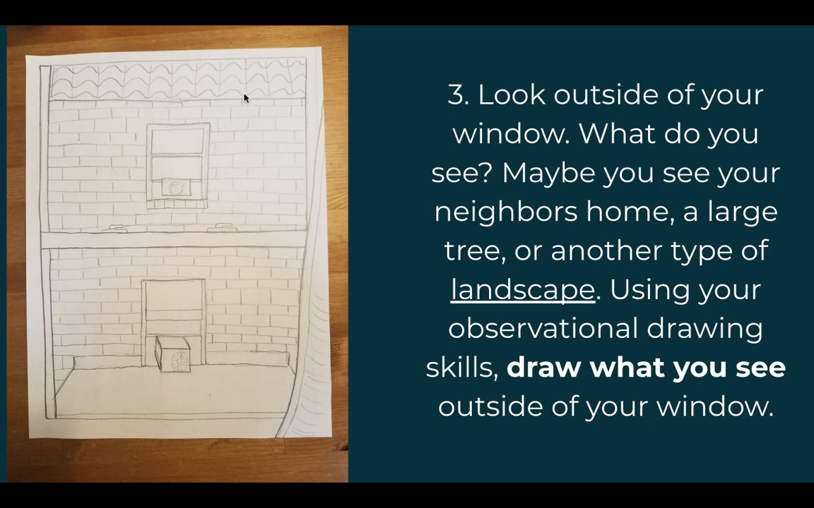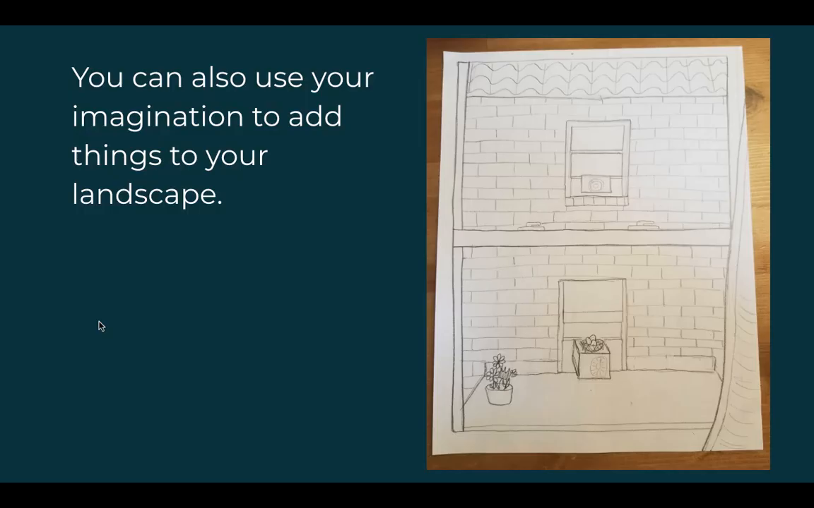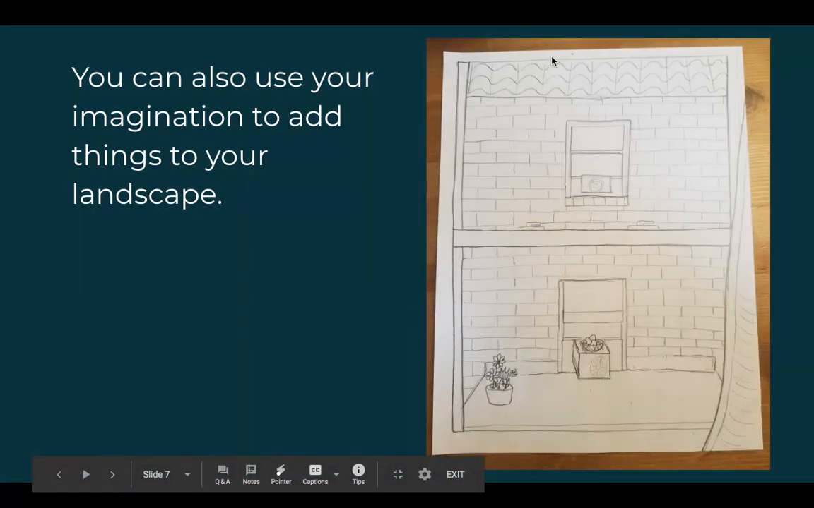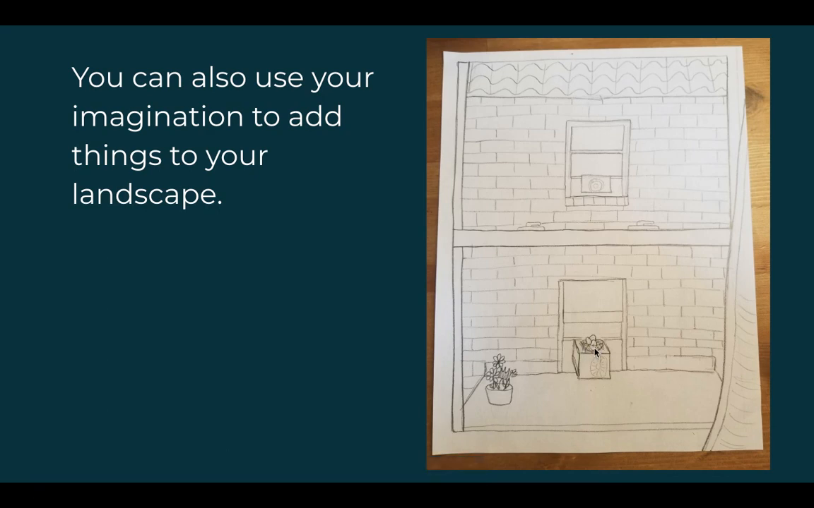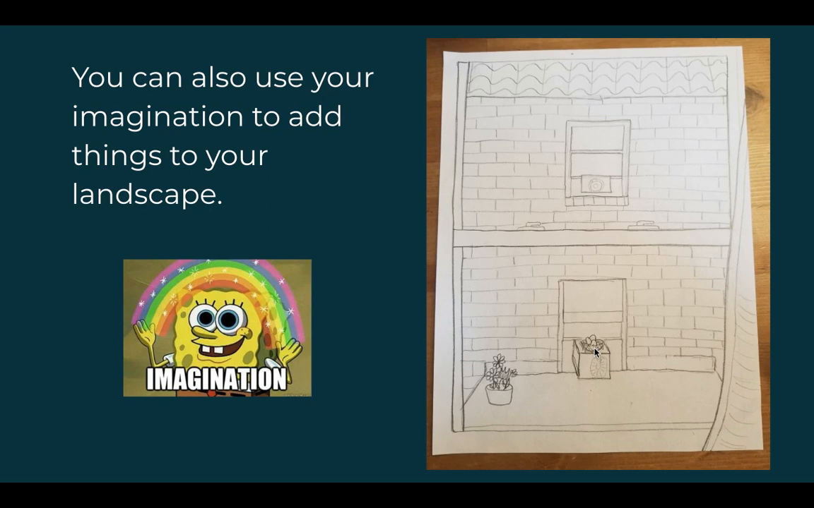After you draw everything that you observe outside of your window, you can start to use your imagination a little bit to add things to your landscape. Now, you don't have to do this part, but I thought it might be a fun add-on. To make my picture a little more interesting, I added a pot of flowers here, and I also added a little bird nest on top of this air conditioner. So again, you can use your imagination if you would like to add something to what you see outside of your window.